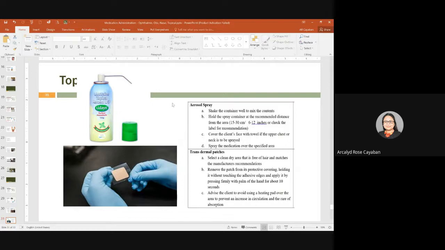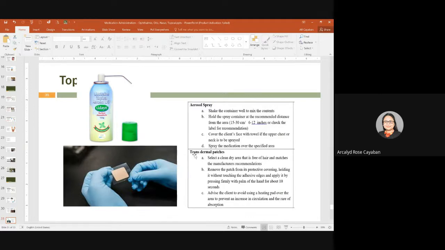In case you need to spray on the upper chest or neck of the patient, you need to cover the client's face. Why? To prevent inhaling the medication. Okay, remember this is lidocaine. So in case you're intending for the upper chest, please encircle this in your clinical manual. Upper chest or neck to be sprayed, you have to cover the face of the client and only spray the medication over a specific area. Do not extend the spray to other parts of the body. Just concentrate on the area needed to be sprayed.